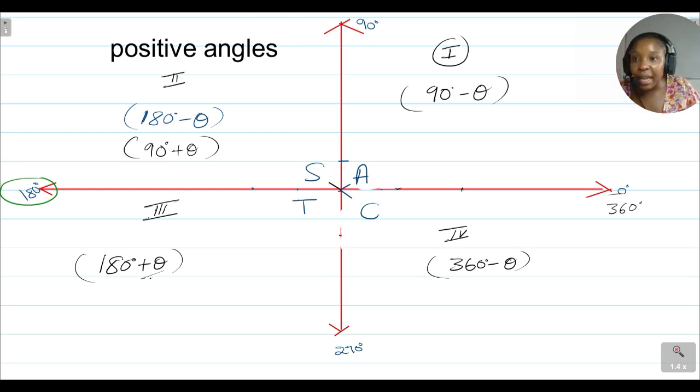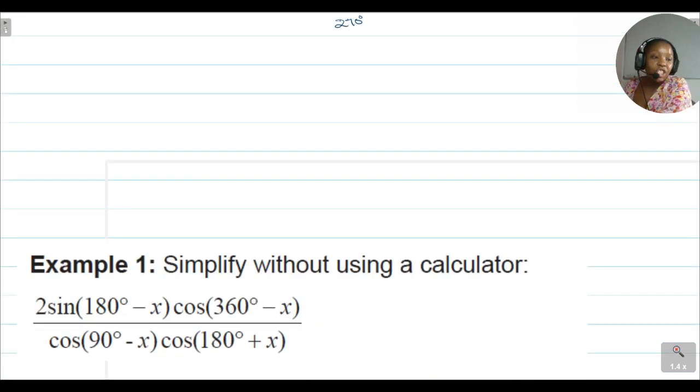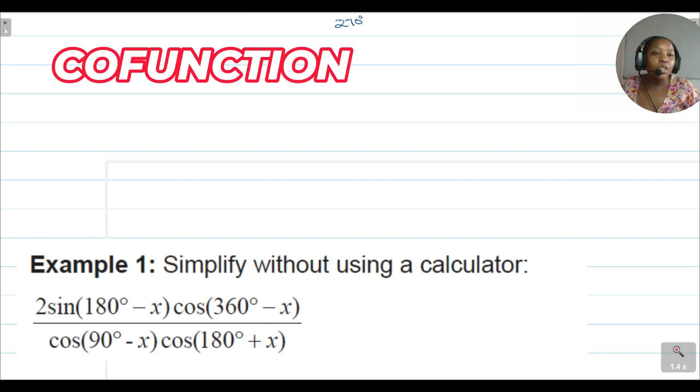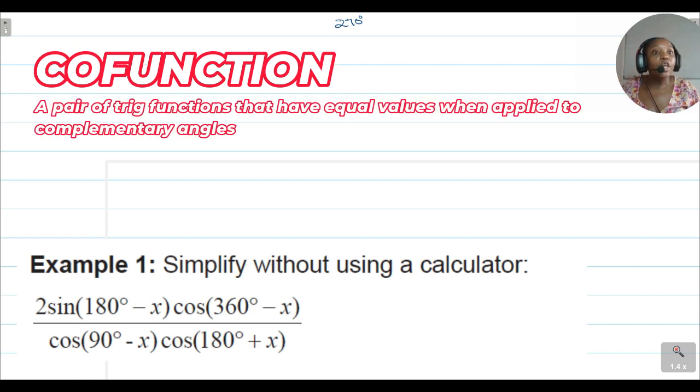Lastly, what I also wanted to explain was the concept of co-functions. Before we look at this problem, I want to talk about co-functions. What are co-functions? Co-functions are a pair of trig functions that have equal values when applied to complementary angles. That sounds like a lot to take on, but let's think of an example.